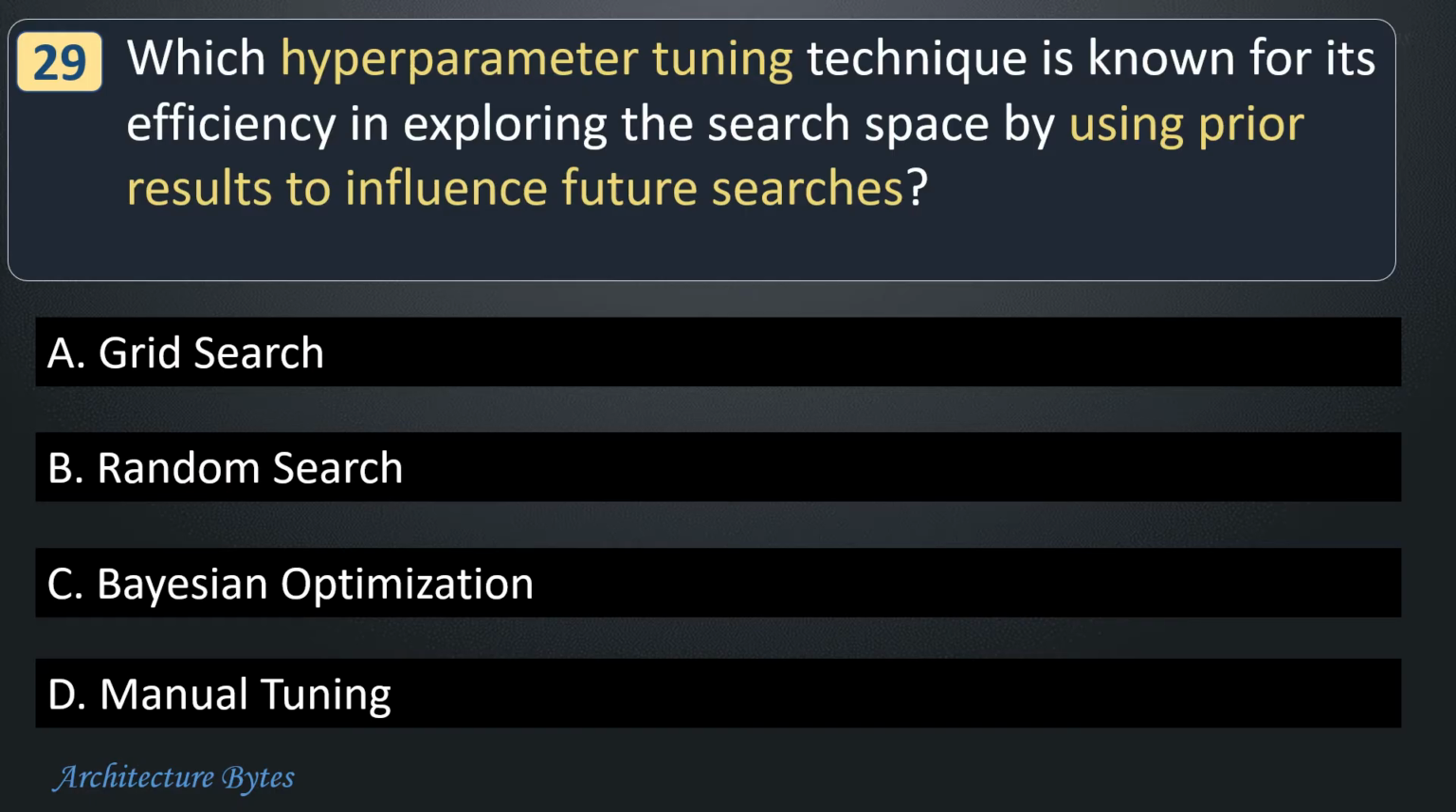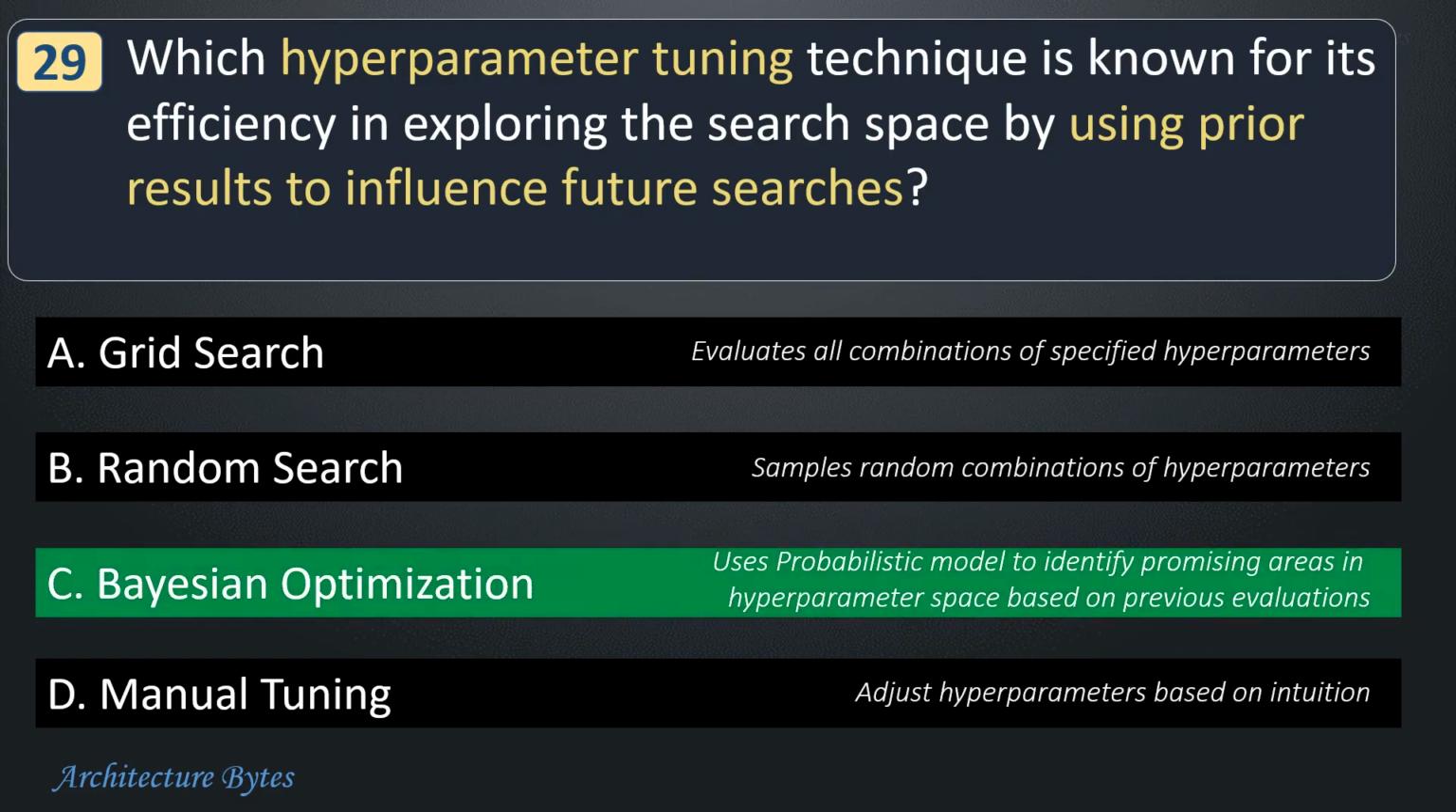Which hyperparameter tuning technique is known for its efficiency in exploring the search space by using prior results to influence future searches? Our options are grid search, random search, Bayesian optimization, and manual tuning. Option C, Bayesian optimization, is the right answer. It uses a probabilistic model to identify promising areas in the hyperparameter space based on previous evaluations.